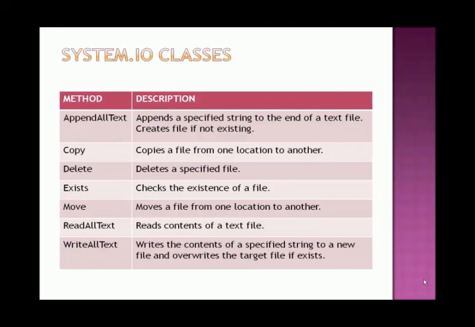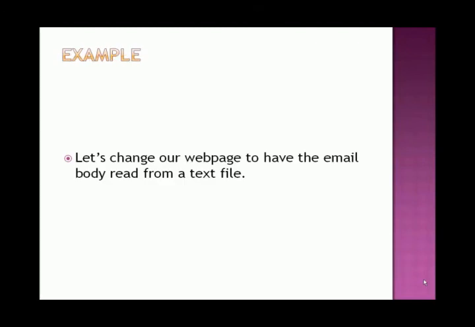Read all text allows you to read the text from a specified file and put it in a string variable. Write all text writes the contents of a specific string into a file. If the file exists, it actually overwrites the target. So the difference between append all text and write all text is exactly that. If the file exists, append all text adds the text at the end of the file. Write all text completely deletes things that are inside the file and writes a brand new file from scratch.